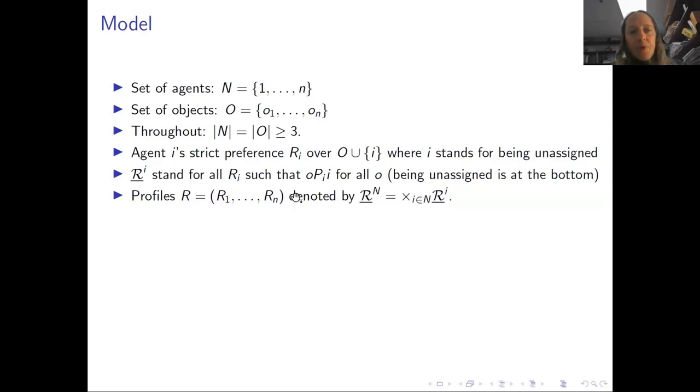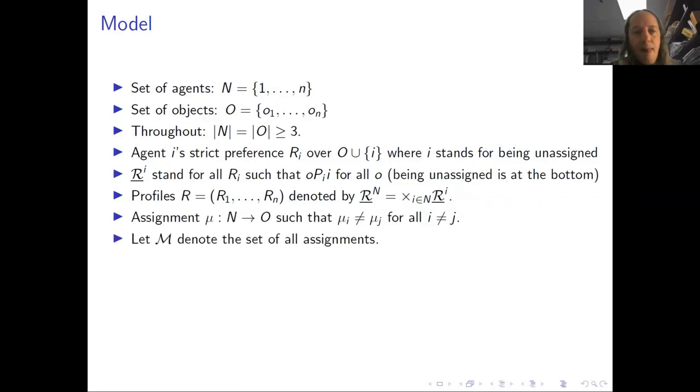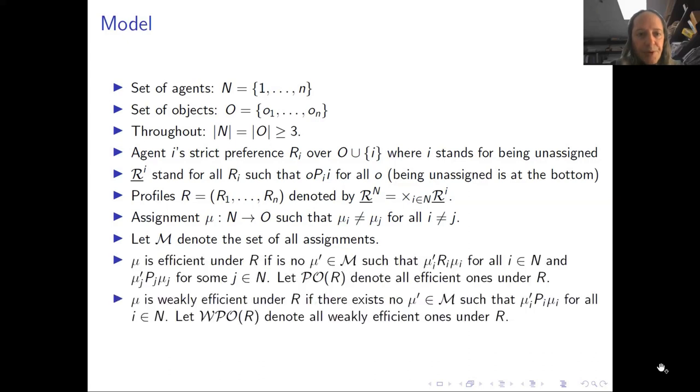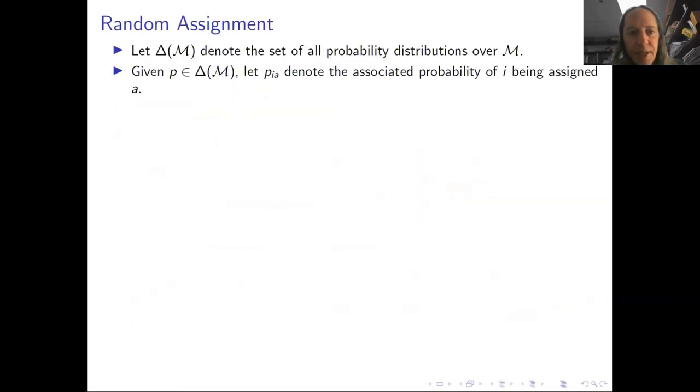And then a profile is just a list of preferences. Now an assignment just assigns objects to agents. No two agents receive the same object. And then let mu be the set of assignments. Then efficiency as usual. Weak efficiency is where everybody should be strictly better off with some alternative assignment.